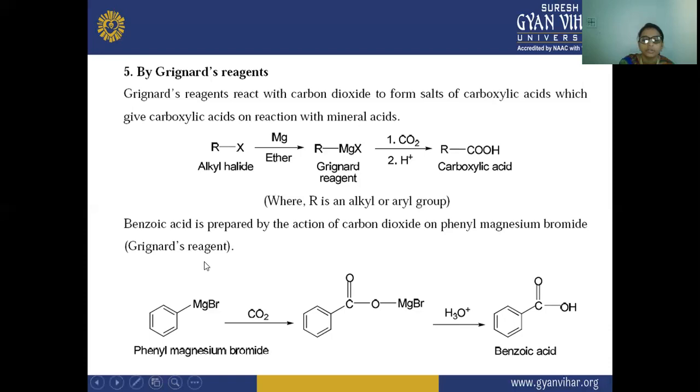So in this, you can see here phenyl magnesium bromide. This is a Grignard reagent, and when it is reacted with carbon dioxide, the carbon dioxide gets attached to this position, and an intermediate is formed here. This intermediate is then reacted with the acid, or you can say the hydronium ion, and there is a formation of benzoic acid.